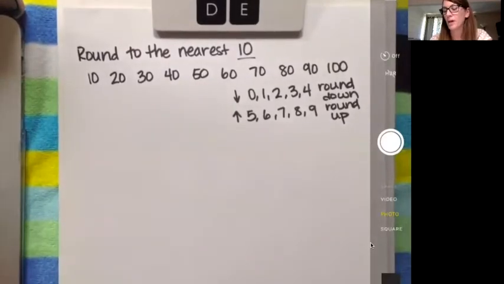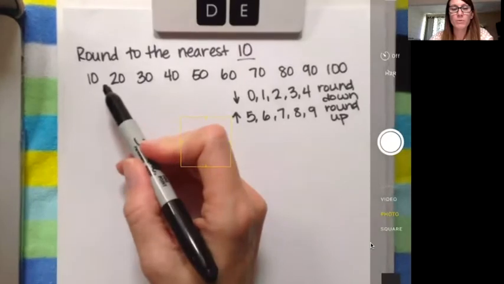So today we're going to be still rounding to the nearest 10, not to the nearest 100, but we're going to be getting some numbers that are actually in the hundreds. So we're going to talk about, okay, what do I do when I've got a number that's actually in the hundreds, but I'm trying to round it to the nearest 10?